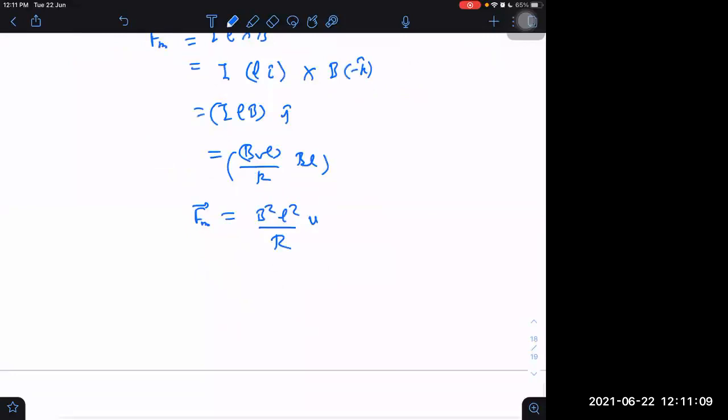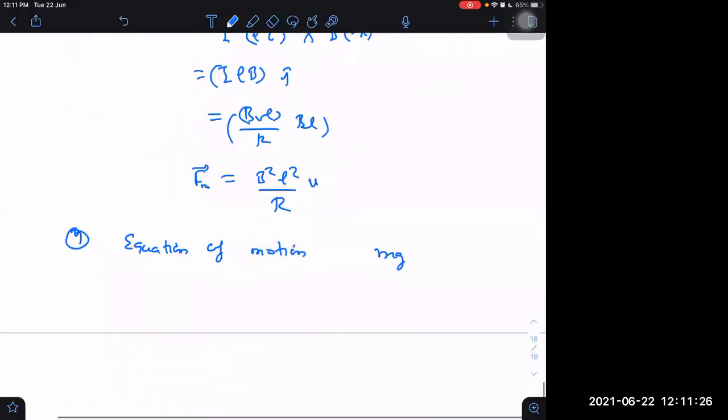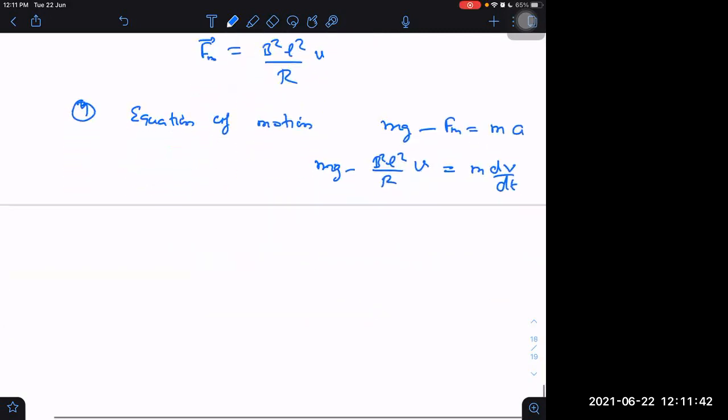Can you write the equation for this? Number 4, equation of motion. What would be the equation of motion? Mg downwards. Let us say it is vertical, I'm assuming it is vertical, so mg is downwards, but it is not losing contact here. Contact is made. Mg minus magnetic force will be equal to mass into acceleration. So mg minus B square L square V by R is equal to m dV by dt. Right or not?